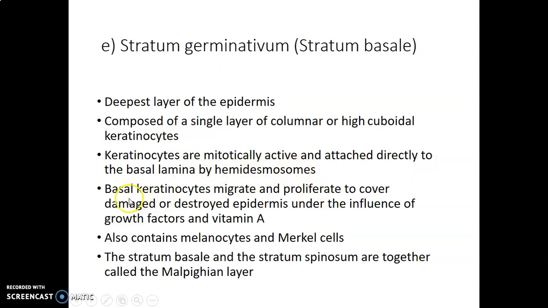specializations of epithelial cells. Then the basal keratinocytes are able to migrate and proliferate to cover the damaged or destroyed epidermis under the influence of growth factors and vitamin A. So when the epidermis has a cut, for example, these keratinocytes are able to proliferate to cover the wound. Also, the stratum germinativum contains melanocytes for skin color and Merkel cells, which are mechanoreceptors for touch. The stratum basal, together with the next layer, which is stratum spinosum, when they're together, we refer to them as the Malpighian layer.